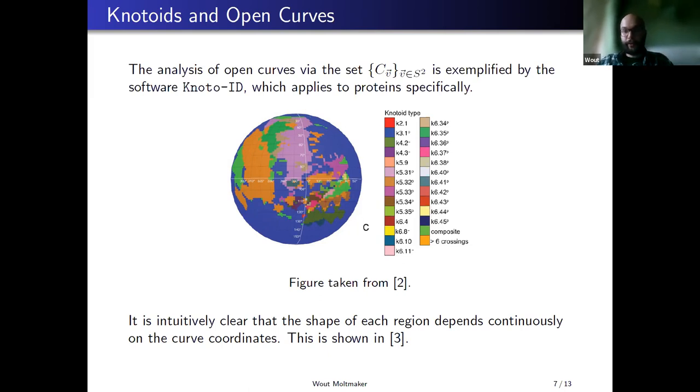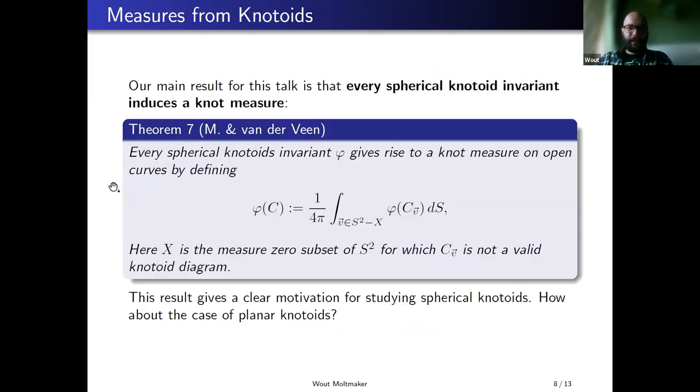Okay, so we're going to use this now to produce knot measures. This is the main result I wanted to show you. And what it says is that every spherical knotoid invariant gives you a knot measure. So every invariant of spherical knotoids produces a knot measure in the following way. If we have an invariant phi, then we define phi on open curves as follows. We just project in all different directions, so we consider all the C_V and evaluate our invariant on those, and then we integrate. This is why we're working with a real vector space: where the values that phi takes are in R, we have to tensor by R, so we can properly integrate over this.